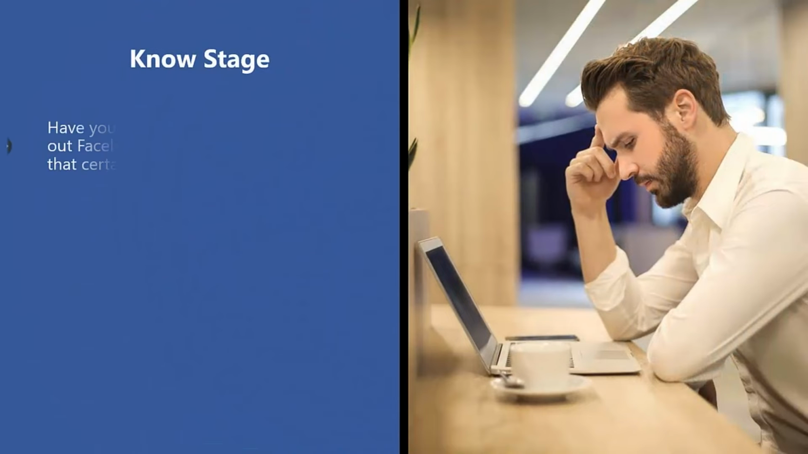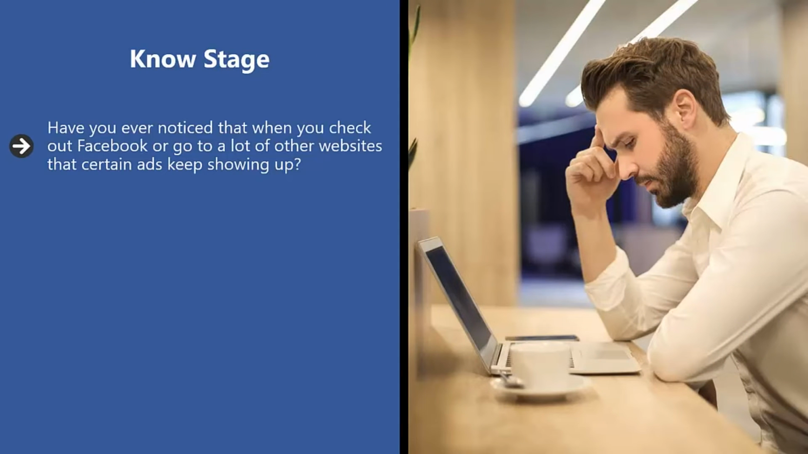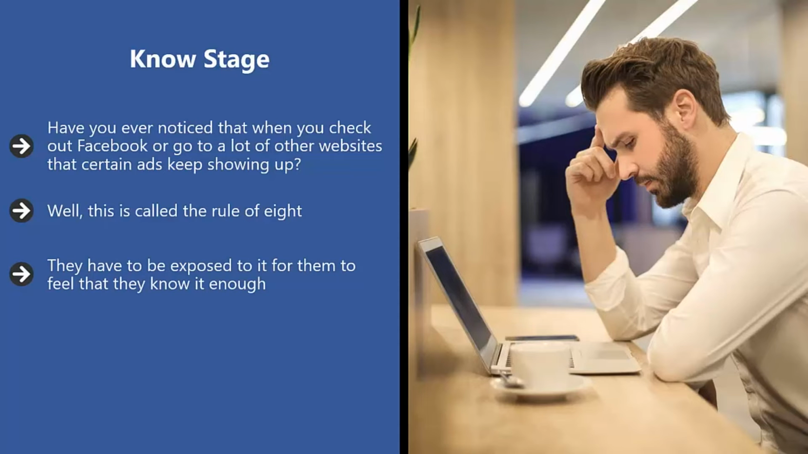Know stage. Have you ever noticed that when you check out Facebook or go to a lot of other websites that certain ads keep showing up? You may be thinking to yourself, why is the company behind that ad blowing all that money to keep showing me the same ad over and over? Well, this is called the rule of 8. Marketing studies show that consumers would only click on an ad or take action on an offer once they have seen it at least 8 times. They have to be exposed to it for them to feel that they know it enough.